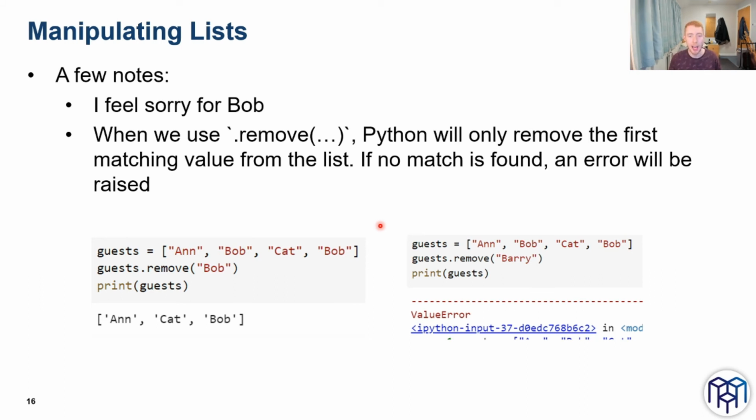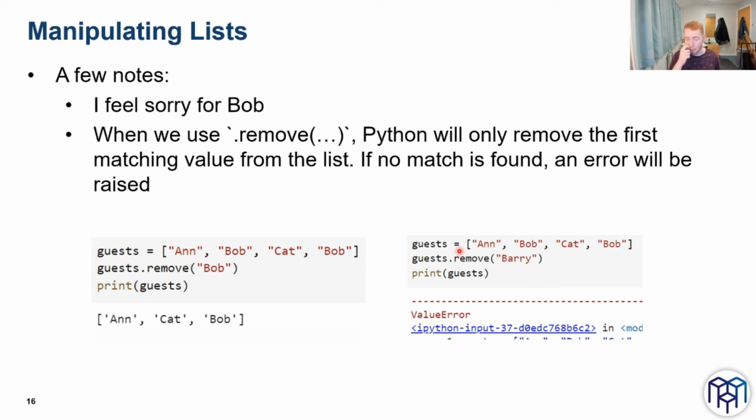But more importantly, what happens with dot remove when we can't find the value we're searching for, or there are multiple instances of it? In the case where there are multiple instances, Python will delete the first one. So we have guests equal to Anne, Bob, Cat, and Bob, and we remove Bob. Only the first instance will go. We'll keep the one at the end, and any more if there were more. And if we can't find one, then we throw an error, a value error saying that we couldn't find, say, Barry in this case. Barry wasn't in the list, and so we have an error.